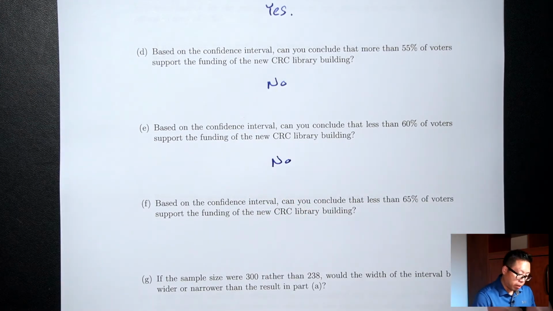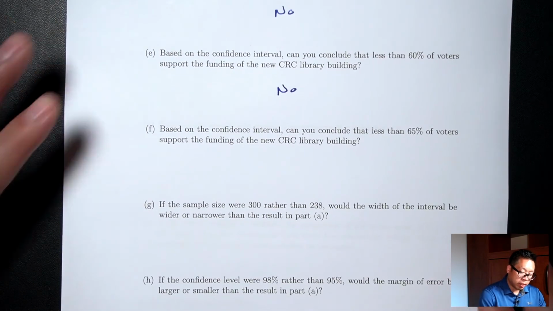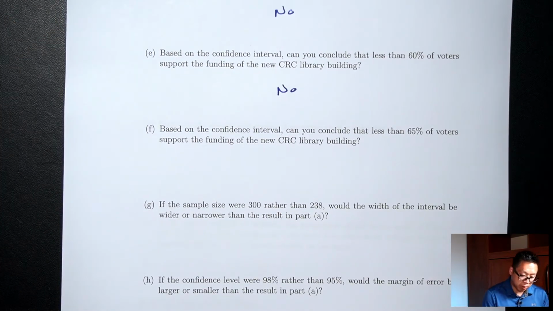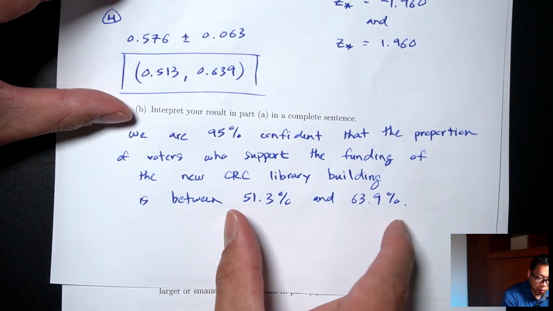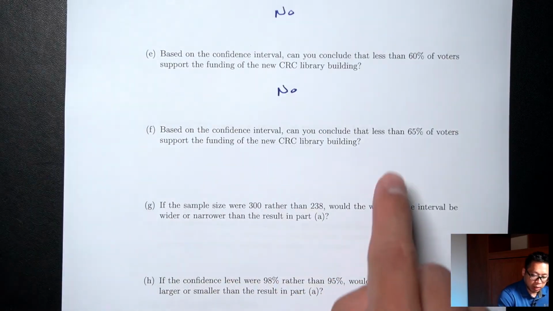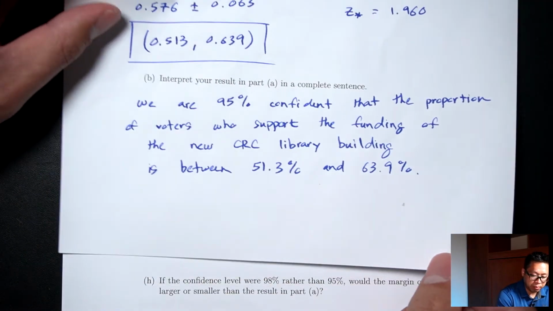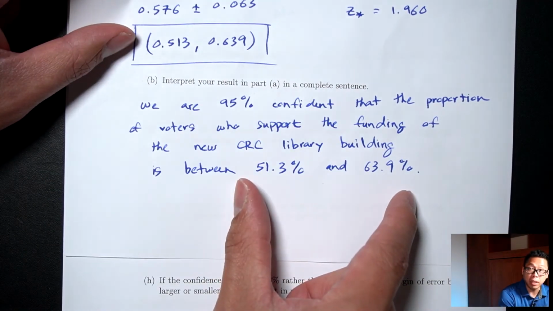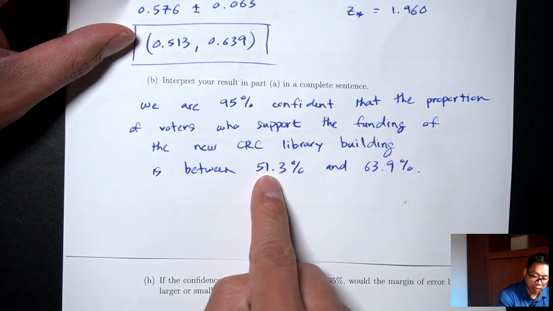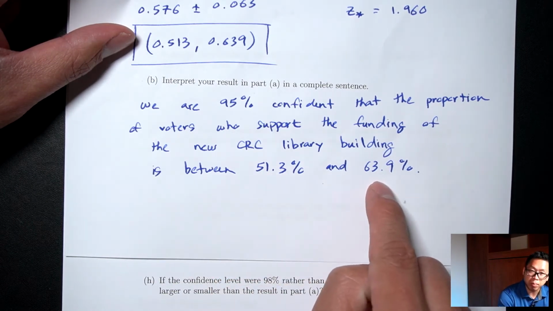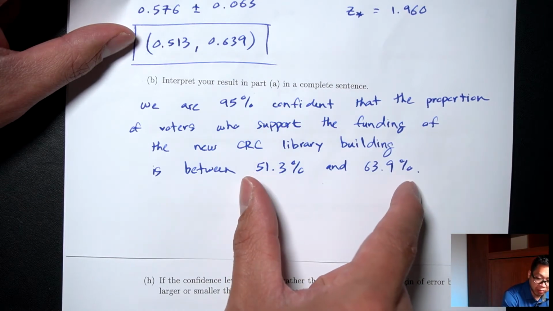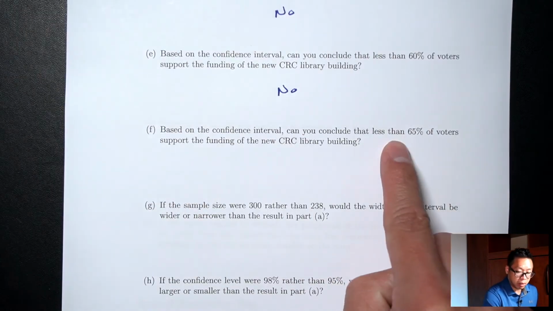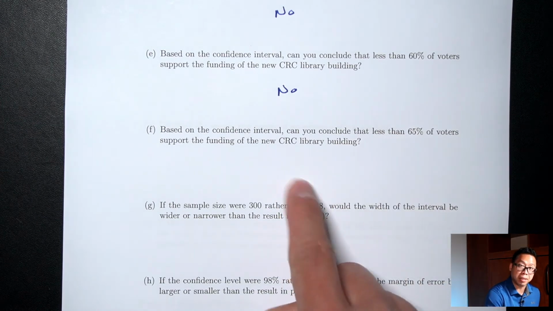Part F, based on a confidence interval, can you conclude that less than 65% of the voters support the new CRC library building? So ask yourself, are all the numbers in our confidence interval less than 65? Yes. 51.3, definitely less than 65%. 63.9, definitely less than 65. So all the numbers in between are definitely going to be less than 65 also. This is going to be yes.